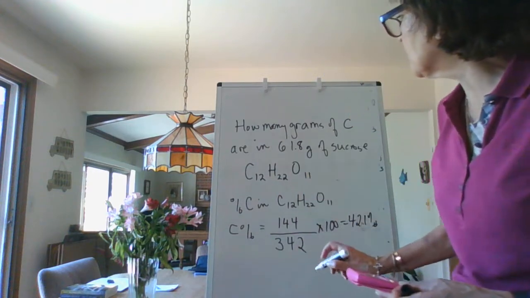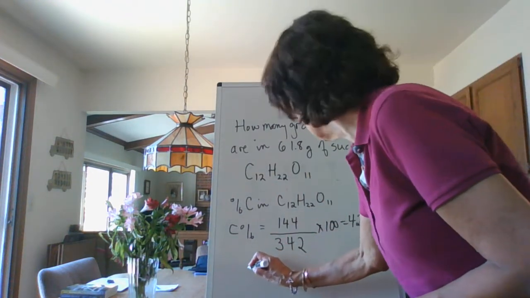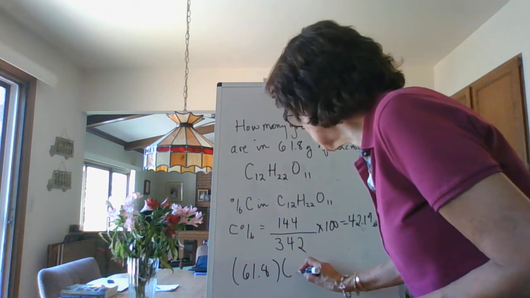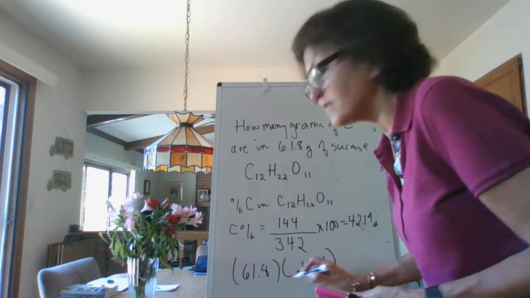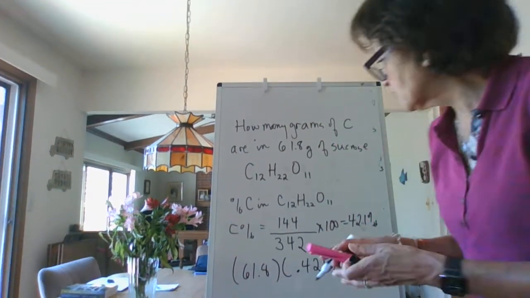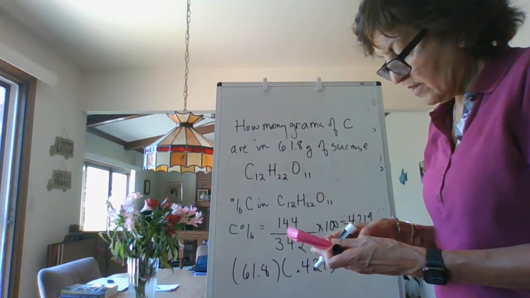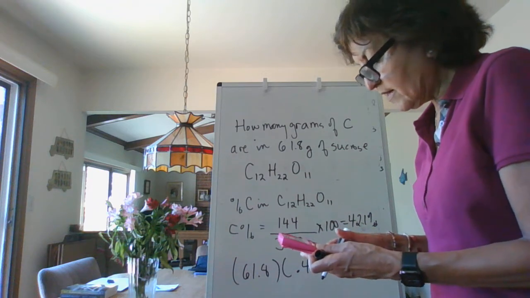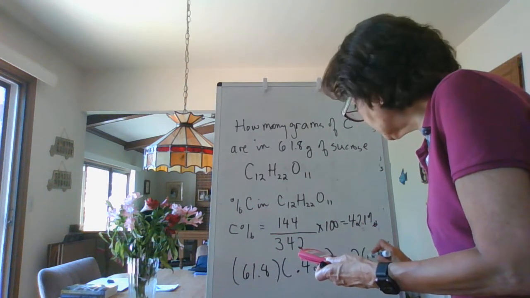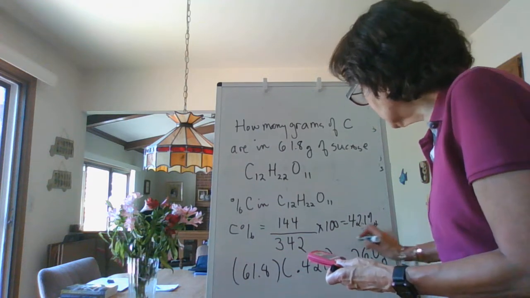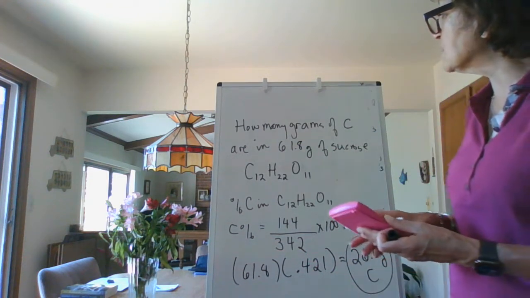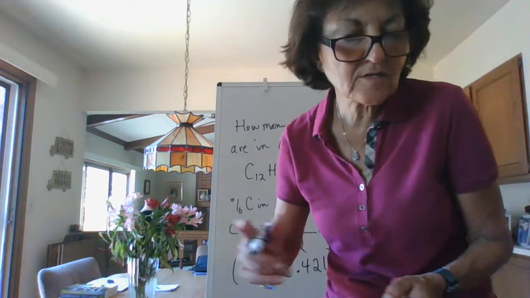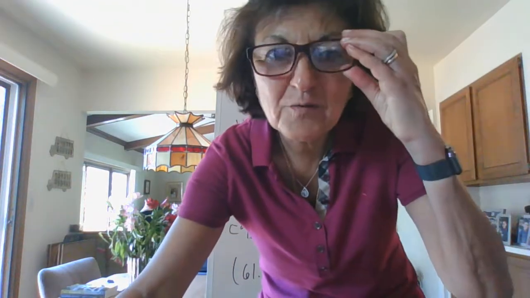Well, I have 61.8 grams of sucrose. So if I go 61.8 times 0.421, that's the percent carbon. So do the math. 61.8 times 0.421, and I get 26.0 grams of carbon. So if you're consuming 61.8 grams of sucrose, 26.0 grams of that is carbon. Okay, good, we're done with this topic.